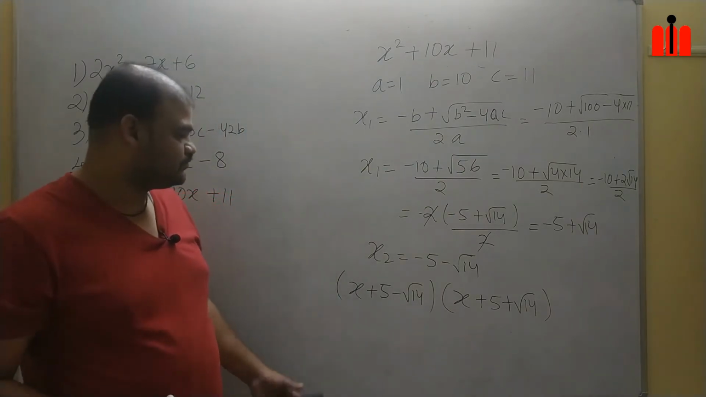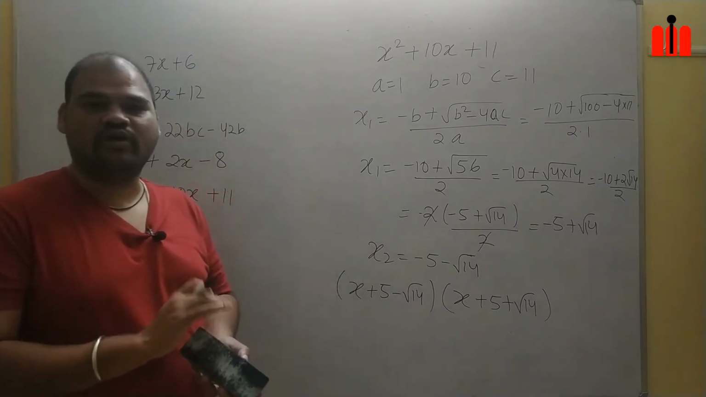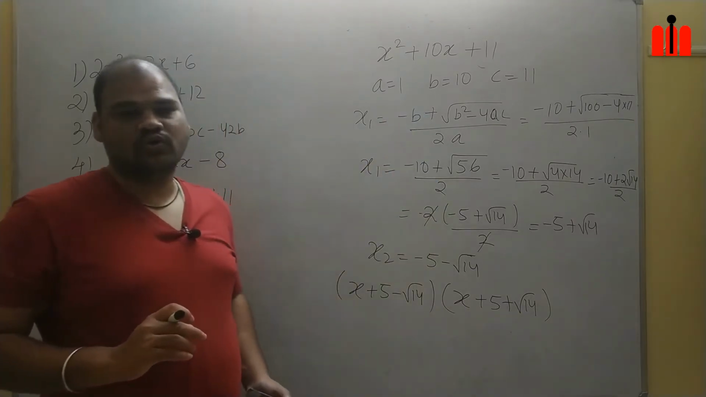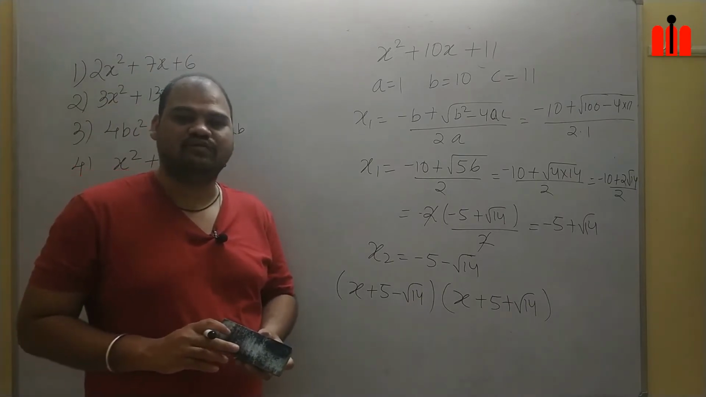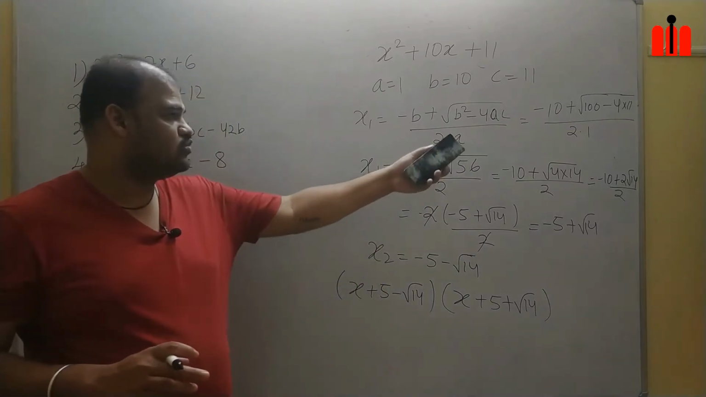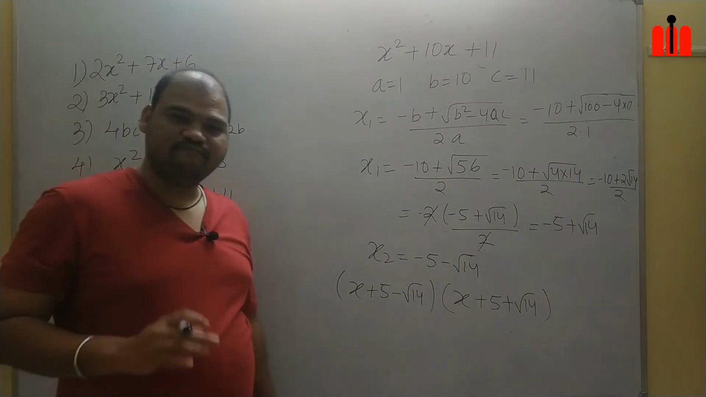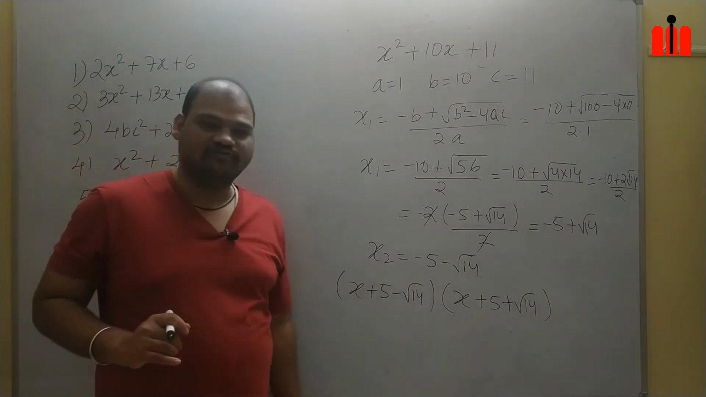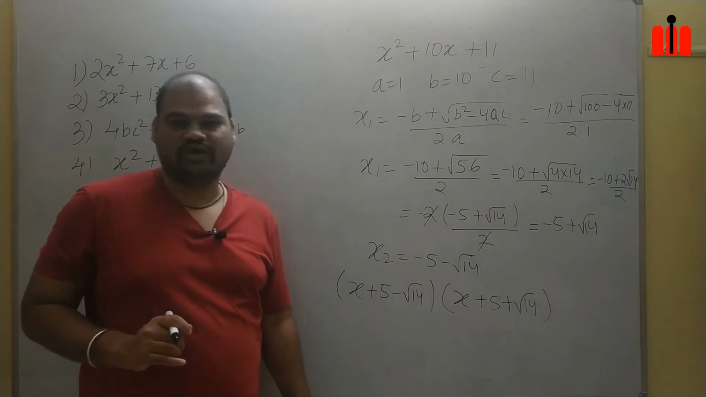Are you getting it? So what have we done in this problem? In this problem we used the quadratic formula. So what is the formula? The formula is minus b plus root of b square minus 4ac by 2a, and minus b minus root of b square minus 4ac by 2a, for the 2 roots. So we got roots as minus 5 plus root 14 and minus 5 minus root 14. At last our factors are x plus 5 minus root 14 and x plus 5 plus root 14.